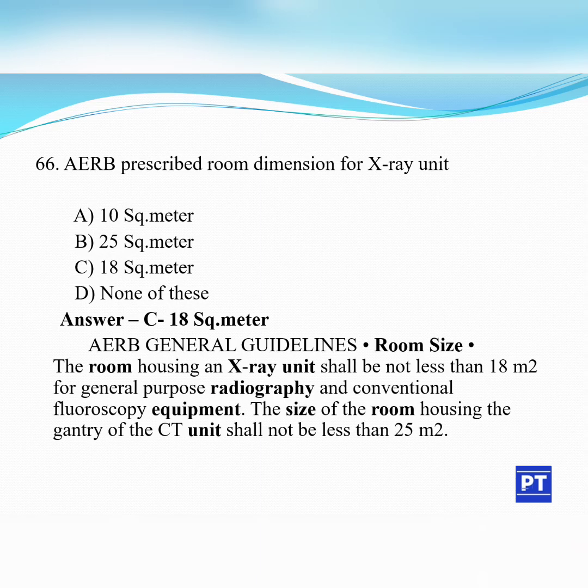AERB general guidelines for room size: the room housing an X-ray unit shall be not less than 18 meters square for general purpose radiography and conventional fluoroscopic equipment, and the size of the room housing the gantry of a CT unit shall not be less than 25 meters square.